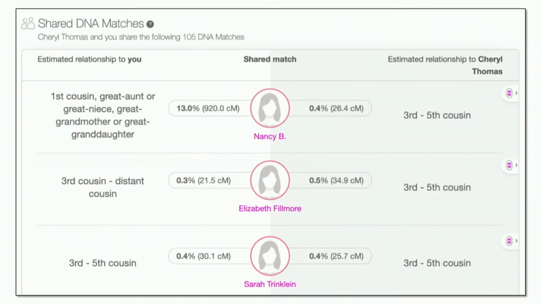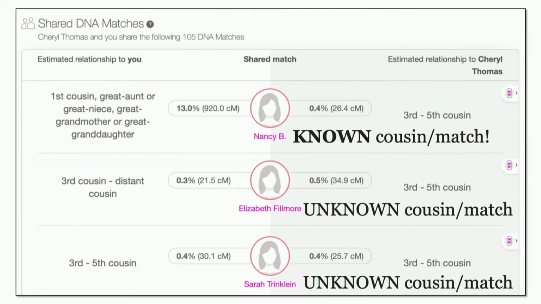For example, I will click on Cheryl's match page and scroll down to see the matches we share in common. Here we share Nancy, Elizabeth, and Sarah, and so on. What that means is that I can use these shared matches to potentially identify how I'm related to Cheryl. That's only if, however, I can discover something about these shared matches. If I know something about Nancy or Elizabeth or Sarah, that allows me to hypothesize about Cheryl.